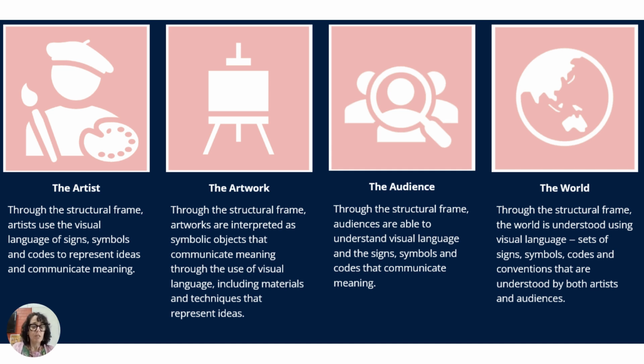And then if we consider the context of the whole world through the structural frame, the world is understood using visual language, sets of signs, symbols, codes, and conventions that are understood by both artists and their audiences. And again, this is a cultural thing. I said before about the red rose and the connotations of love, but probably a better example is the color white, which in Western culture has associations with things like purity, innocence, peace, whereas in some cultures that's the color for death. So we have to understand that different cultures will have different interpretations based on their cultural understanding.